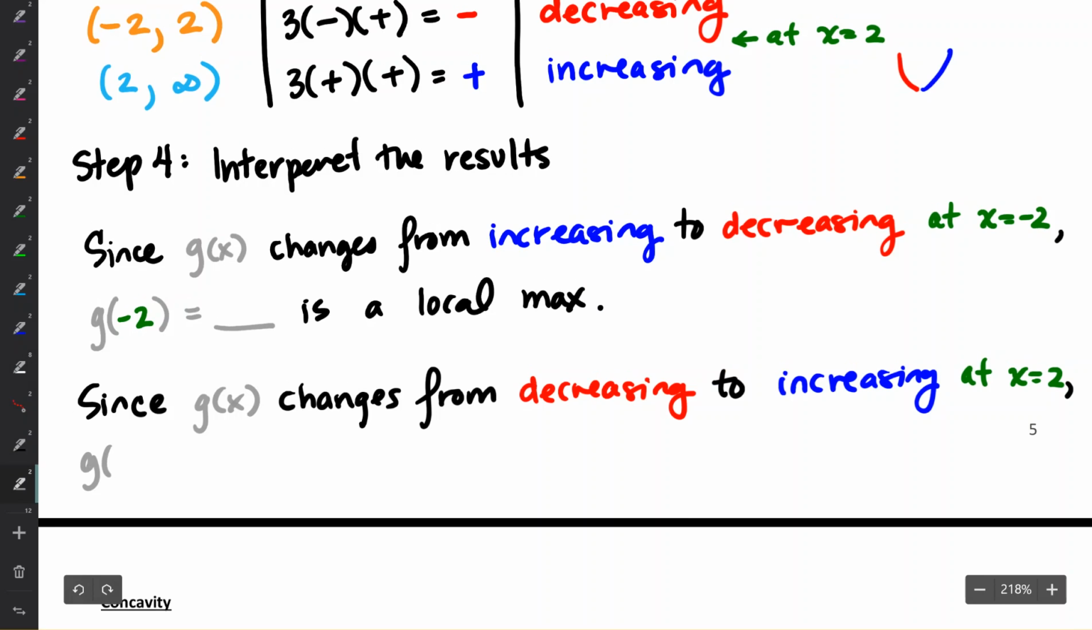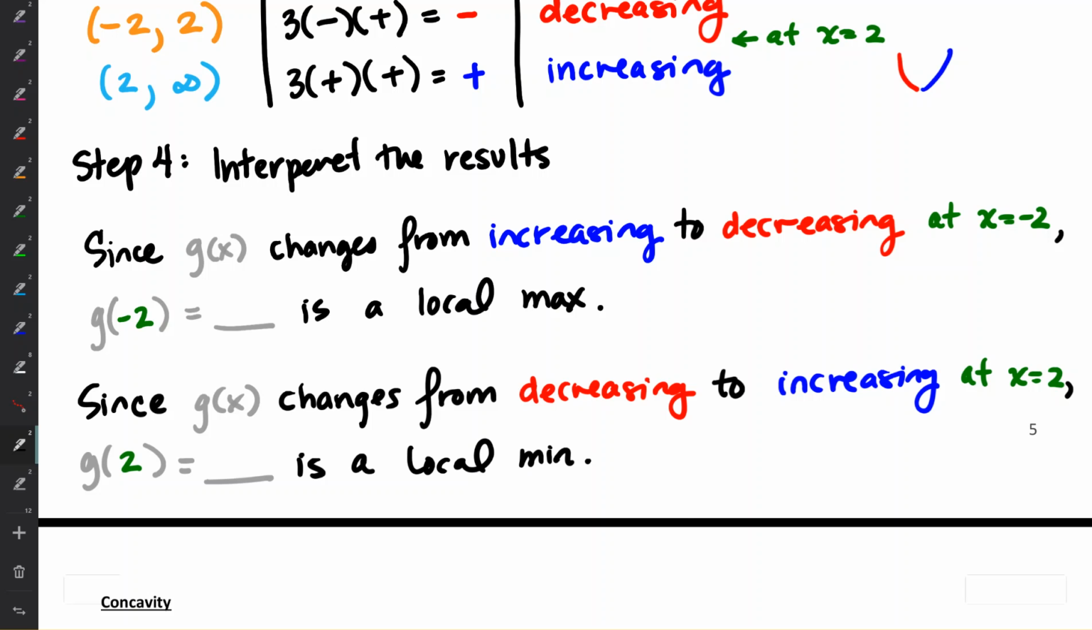And again, I'll let you go find this function value. G of 2, whatever that y value is, is now going to be a local minimum.